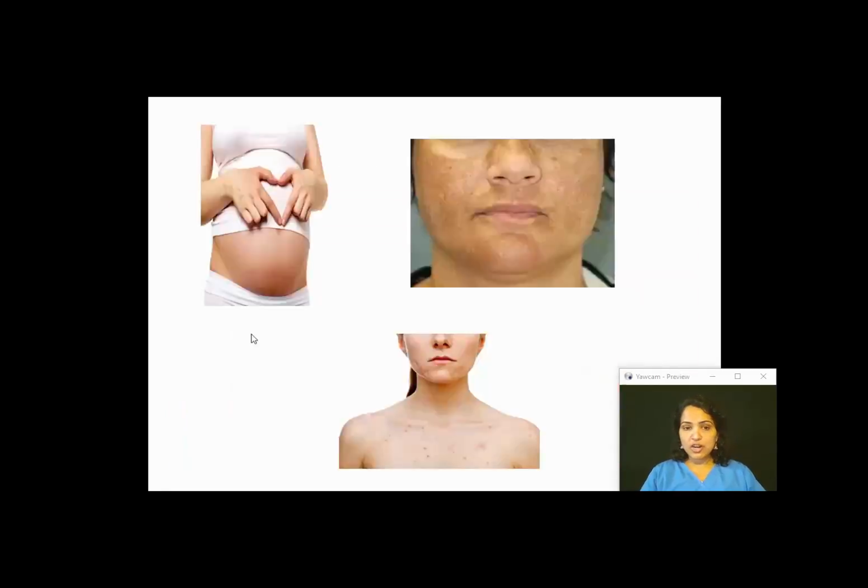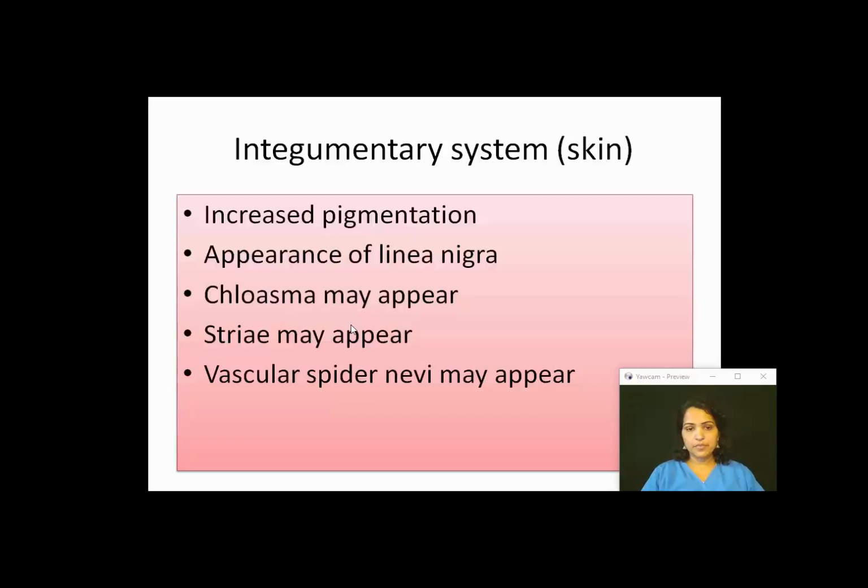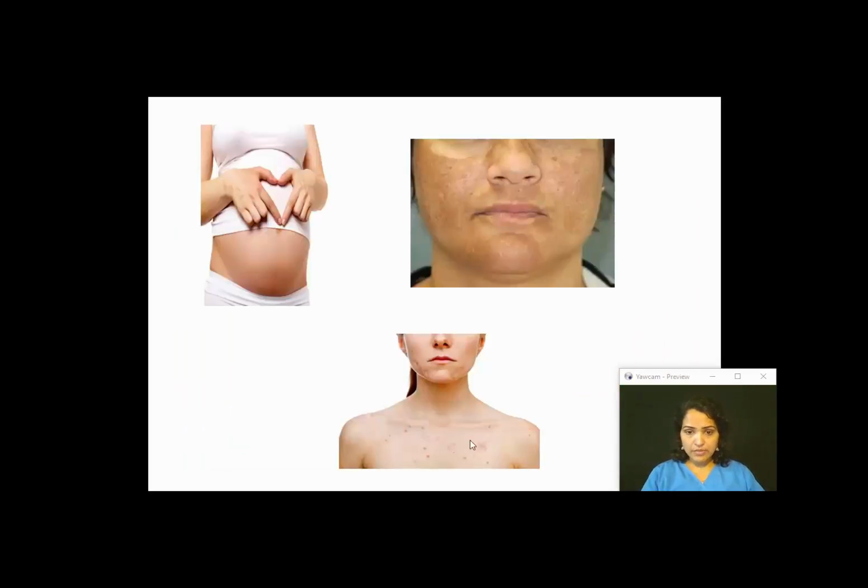The other one is striae, and I don't think I have a picture of striae here. Striae is the stretch marks. Usually you will see stretch marks, those are called the striae. And vascular spider nevi. Now, if you look at her, do you see the little spider kind of thing here? This is called vascular spider nevi, and they might be present during pregnancy.